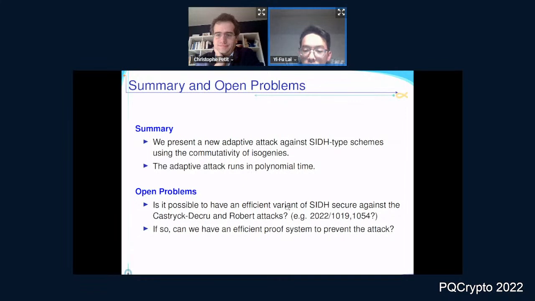My personal opinion is that, because the technique is just to mask the degree, so that the attacker cannot know the total degree, I don't really think this simple trick can really prevent the attack. And what about the second one? Assuming that masked degree SIDH works, we have a secure variant.